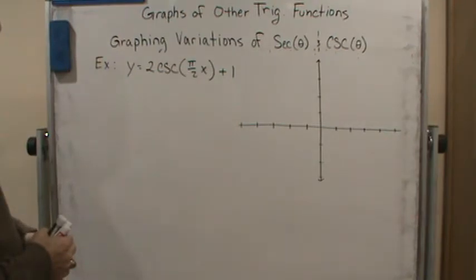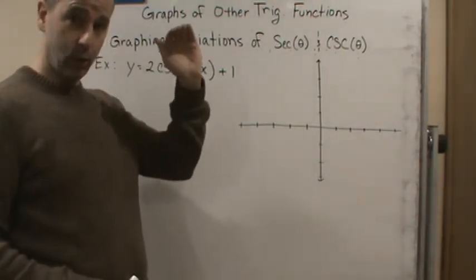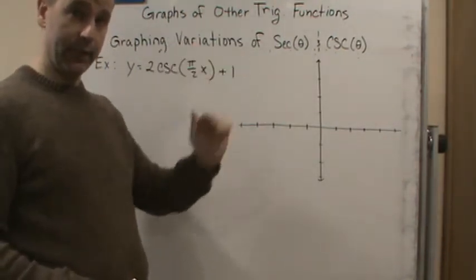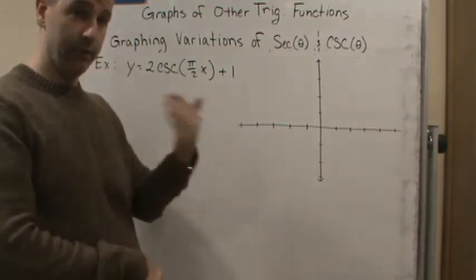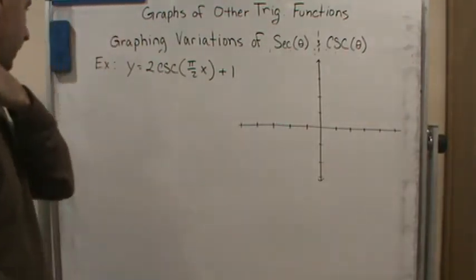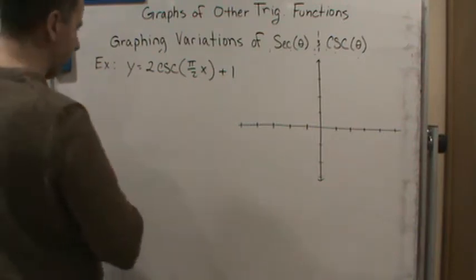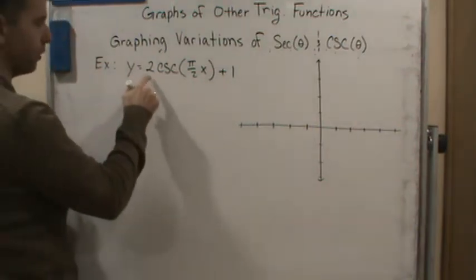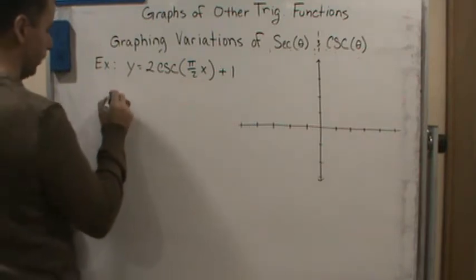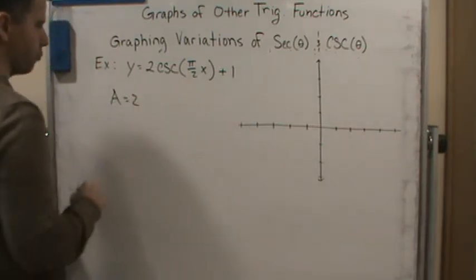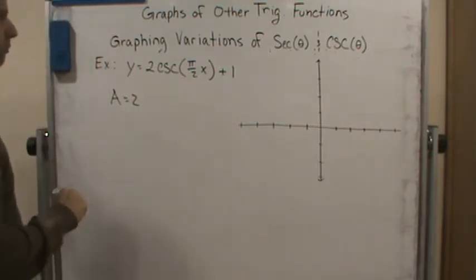But we are going to have a vertical shift up 1 unit. So that's going to, again, affect where we put our dots for the minimum and maximum values of the cosecant function. Okay, a is 2, so let's write these things down. So a is 2, so there is no reflection here. So a is equal to 2, no reflection.